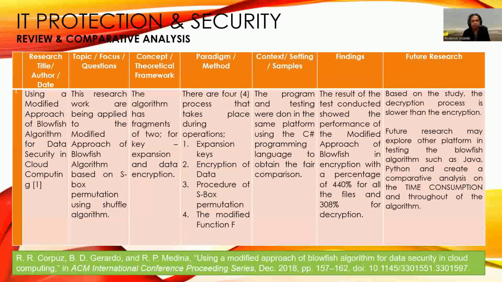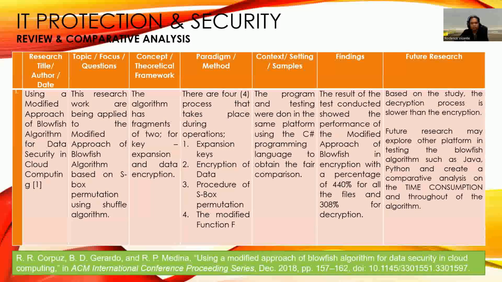For the method, there are four processes that take place during these operations. Number one, the expansion keys. This algorithm uses a large number of subkeys, and all subkeys should be generated before the encryption and decryption of data. The second operation is the encryption of data, which uses a Feistel network that consists of 16 rounds with an input of 64 bits, and its subkeys are 32 bits. The third one is the procedure of S-box permutations.